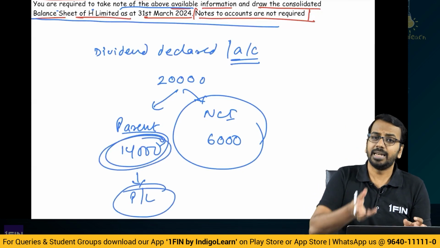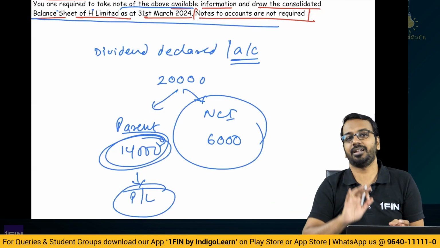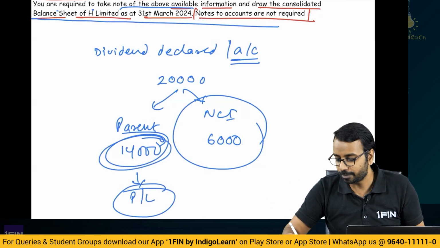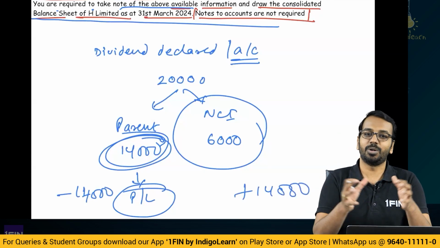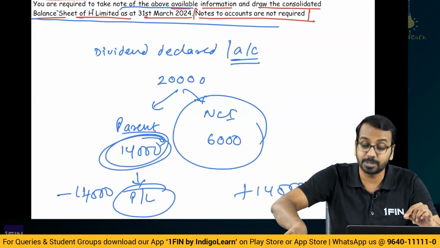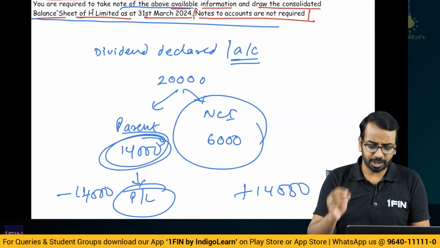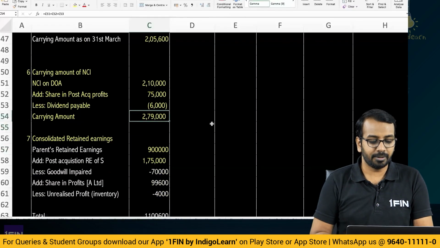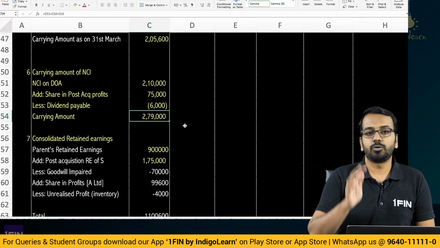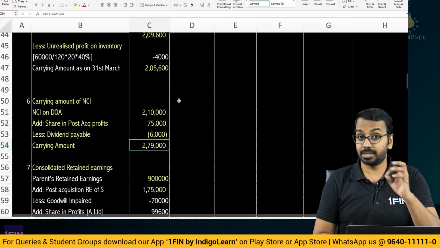Then what we will do? We will add that 14,000 to subsidiary's retained earnings. So you are saying at parent I will do minus 14,000, in subsidiary I will do plus 14,000, the consolidated retained earnings will be the same. So if dividend paid has been accounted for, no need to worry about it, no need to do any further adjustment. Okay, so this is the one change that will happen, that the NCI will come down to 279.